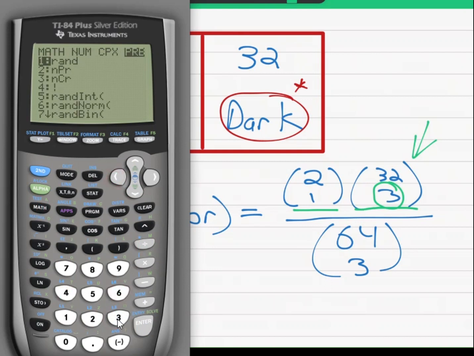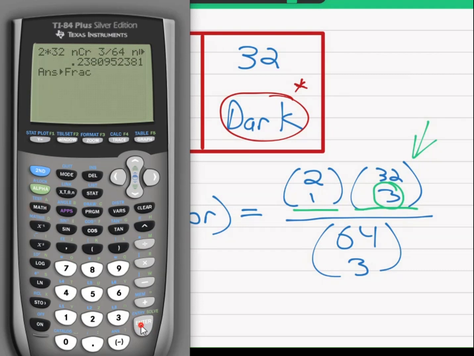Math, probability, choose 3. And remember, this behaves like a parentheses, right? The nCr is a function that these numbers go into, and it's not going to do the 3 divided by 64. It's going to take this whole 64 choose 3 as a single quantity when we hit execute. By the way, I didn't show this last time, but you can hit math and then arrow frac, and it will convert it to a fraction in lowest terms.